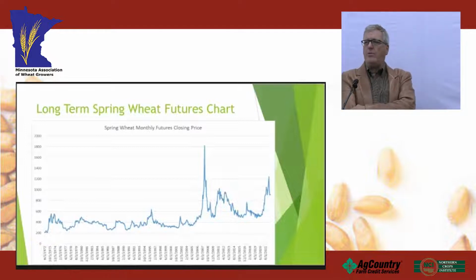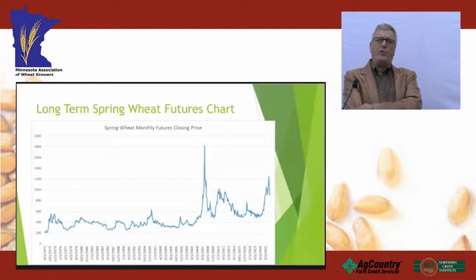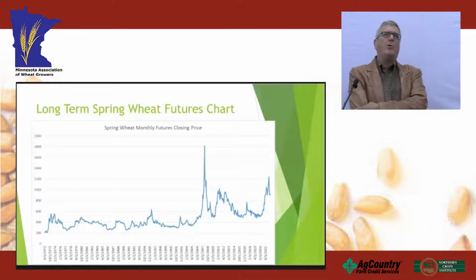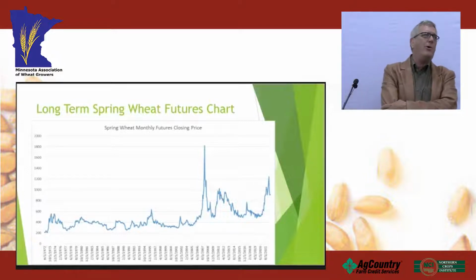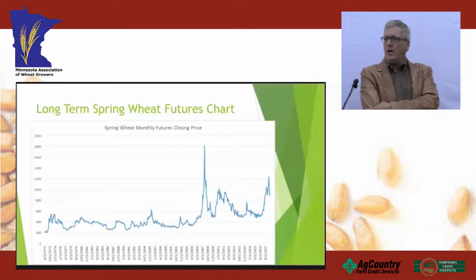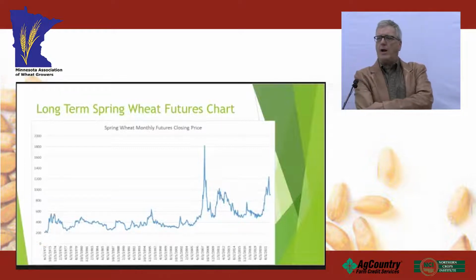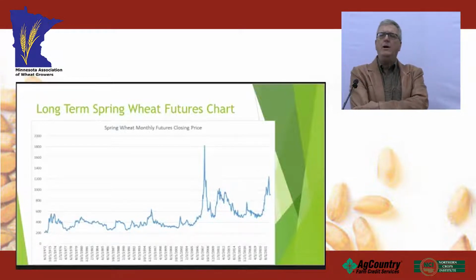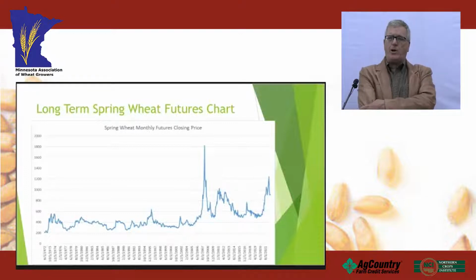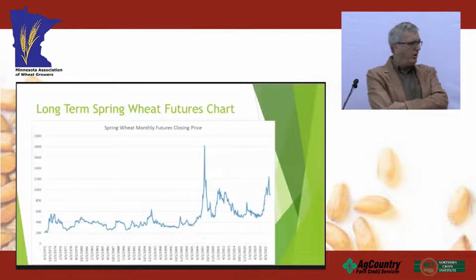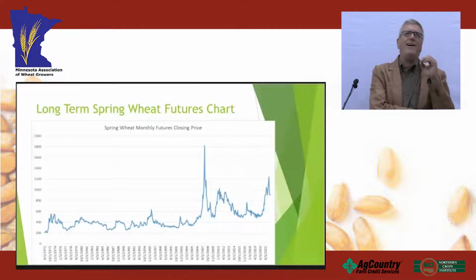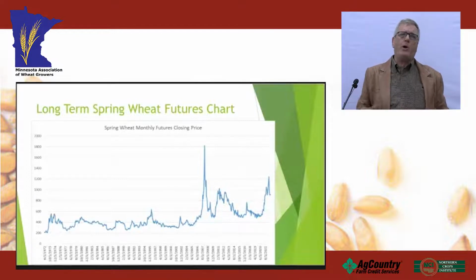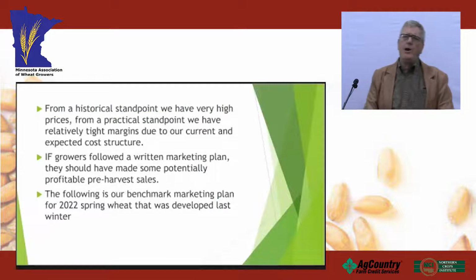That little spike up, about two-thirds of the way through the chart, is our $25 wheat that we had back in February of 2008. And we had a considerable price drop after that. We've actually achieved the highest prices that we've ever had, other than that spike up to $25, this last year. That $14 price would be the second highest set of spring wheat prices that we've ever had. So from a historical standpoint, we have had very high prices.